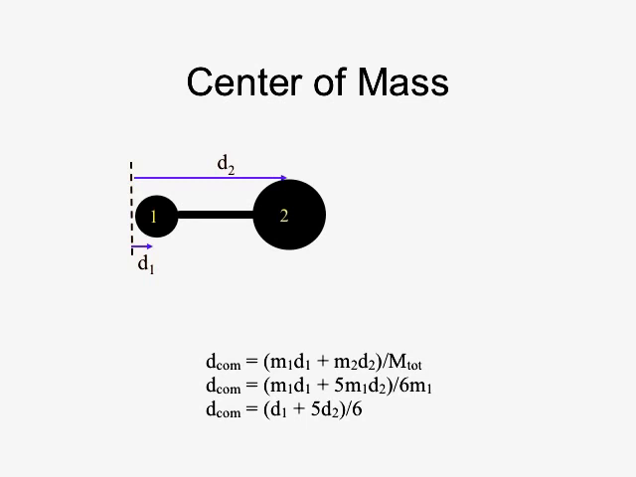The center of mass is not halfway. The center of mass is 3.5 times the distance 1 of the first dumbbell. 3.5 times distance 1 puts the center of mass of this overall system much closer to dumbbell 2, as expected.